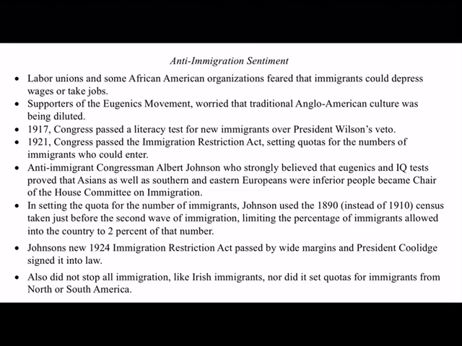Johnson's new 1924 Immigration Restriction Act passed by wide margins, and President Calvin Coolidge signed it into law. Immigration from most of Europe and all of Asia and Africa was severely limited until 1965. It also did not stop immigration from places like Ireland, nor did it set quotas for immigrants from North or South America, mainly targeting just Southern and Eastern Europeans and Asian immigrants.